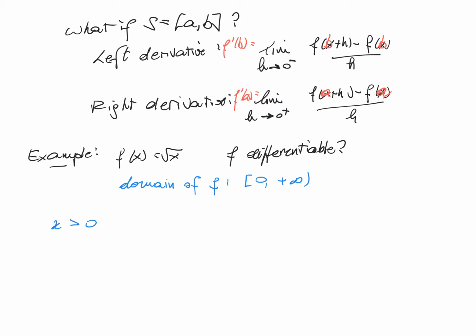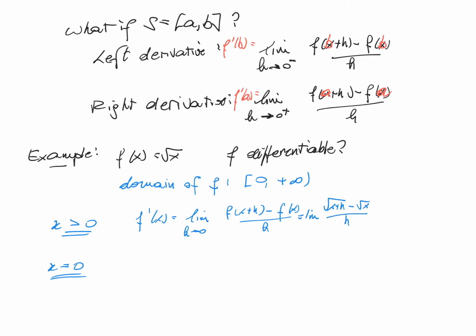You have a part where x is strictly positive, because this is the inner part of the domain. And then you have to look at the boundaries, so in the point x equal to 0. Let us start with the positive case. So here, the derivative f prime of x is just the limit h going to 0 of f of x plus h minus f of x over h. So it is the limit of the square root of x plus h minus the root of x divided by h for h going to 0. And to solve this, we will multiply with the conjugate, so square root of x plus h plus the root of x divided by the same thing, so we just multiply by 1.